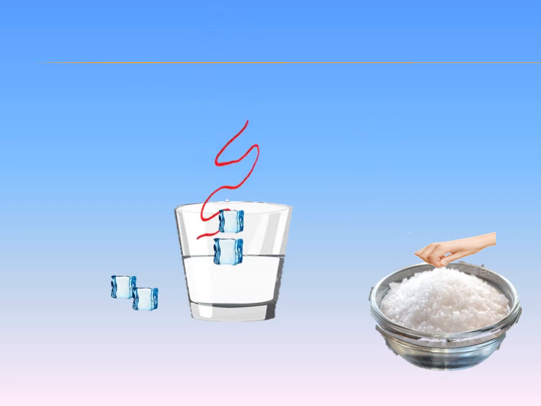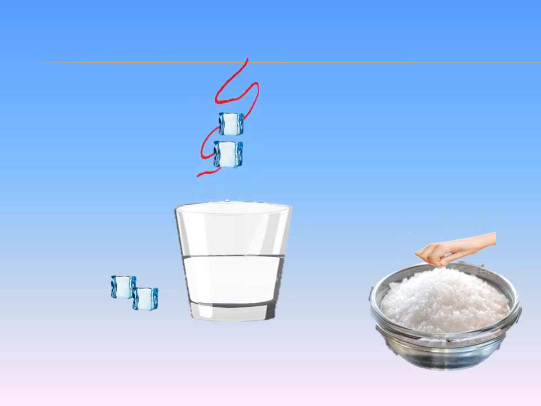Take a thread and put it into the glass. Try and pick up the ice cube. If you can't pick up the ice with the thread, put a pinch of salt on the ice cube. Now try picking up the ice cubes with the thread.